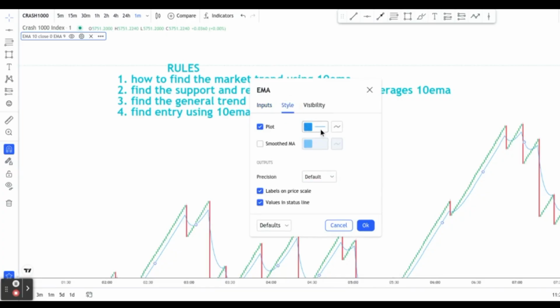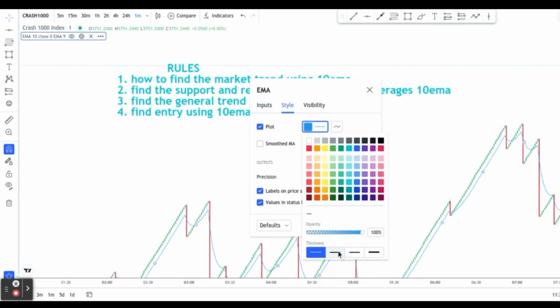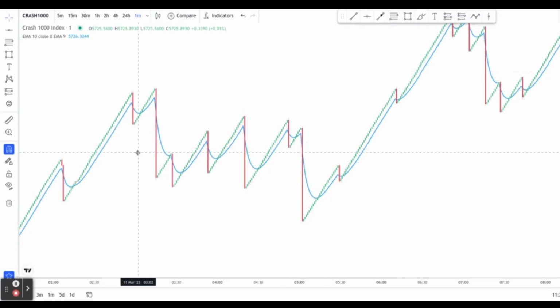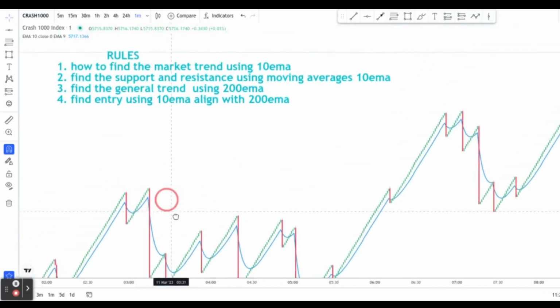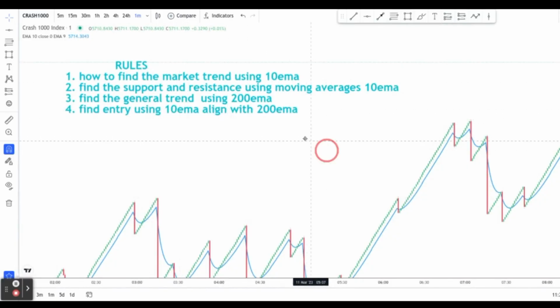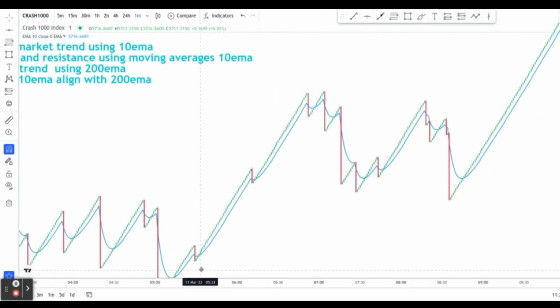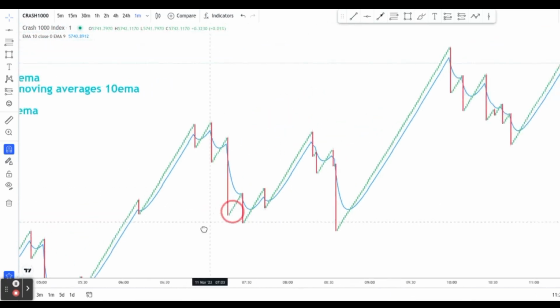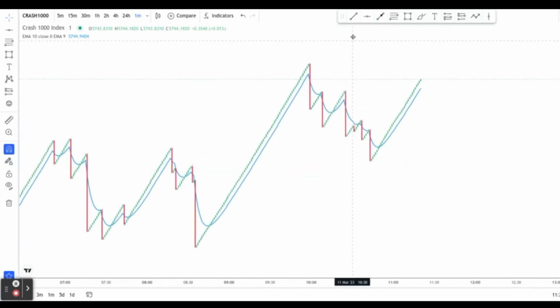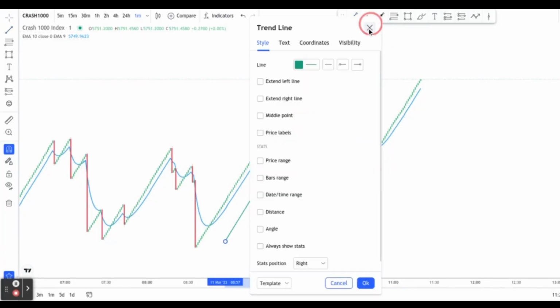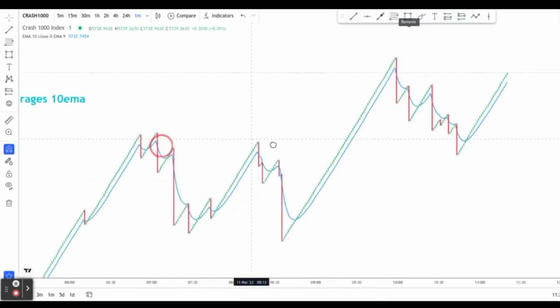Then style. You can choose any pixel of your choice. Let me make it a little bit thicker and let me leave the color at that blue. So this is the 10 EMA, which the rules of the strategy instruct us to use to find the market trend. The market trend is just that anywhere this moving average is facing, that is where the market is going. If the trend is facing up, that means the market is going up. Like here now, the market is buying, that is the market is in uptrend. That is just a simple illustration of this moving average.